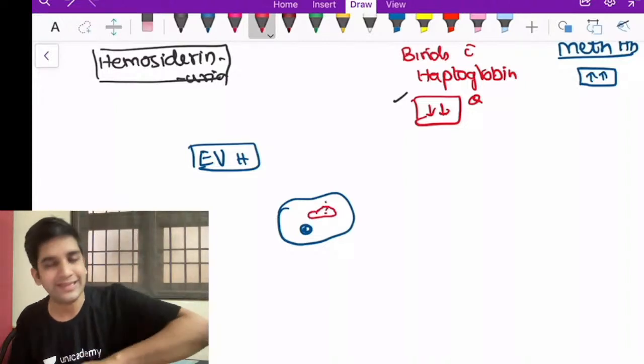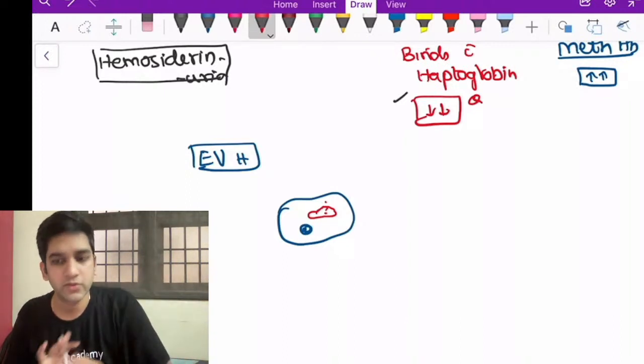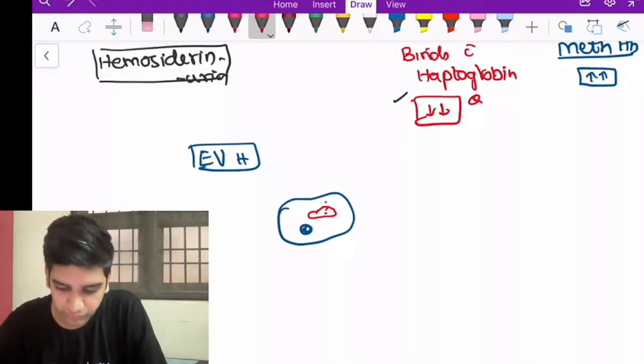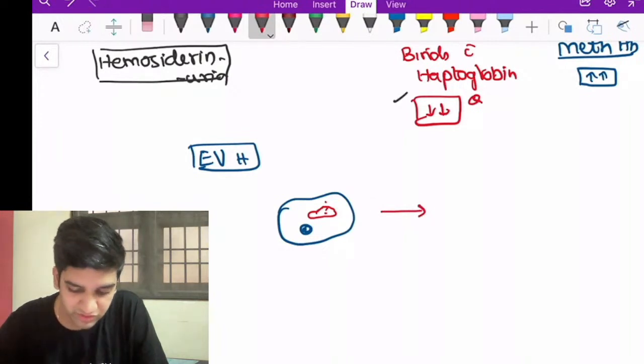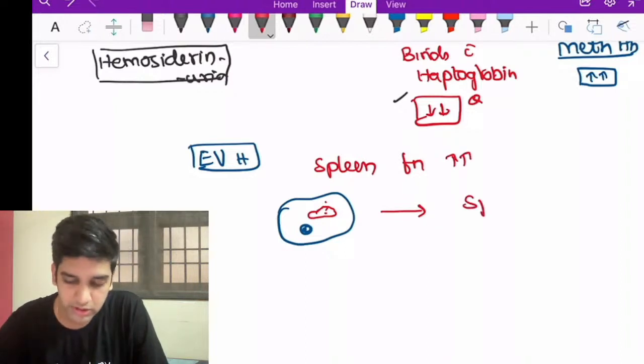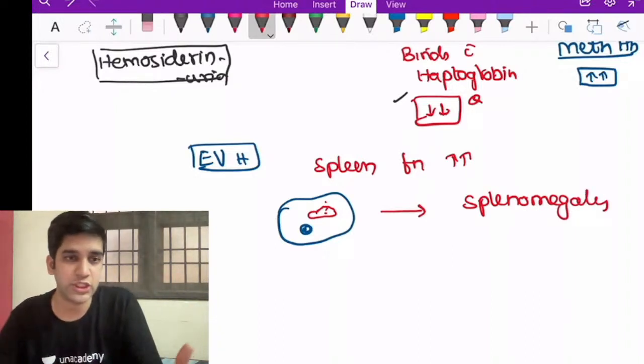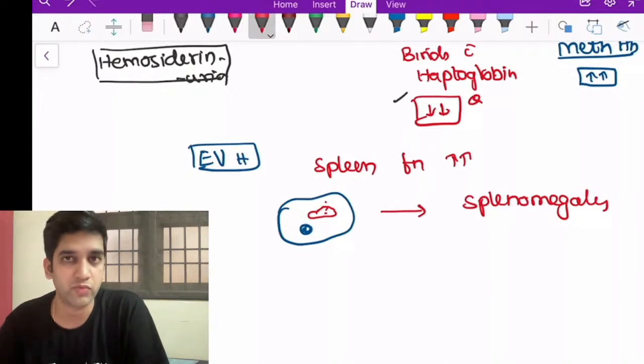So do you think any heme will be outside, in the serum? It won't. So nothing is going to happen. The only thing that's going to happen is, because of the extravascular hemolysis, the spleen function is going to become more. When the spleen functions more, the only finding I'll have is splenomegaly. This is the only finding which is specific for an extravascular hemolysis. Right, that's important for me.